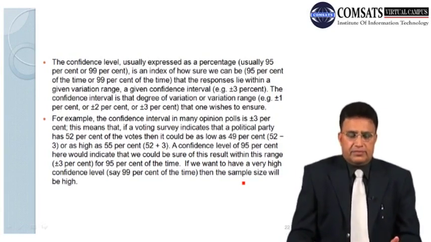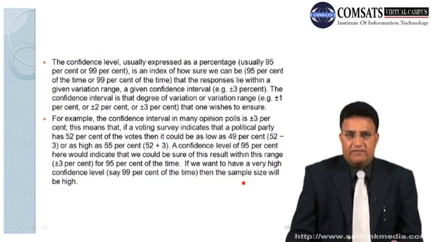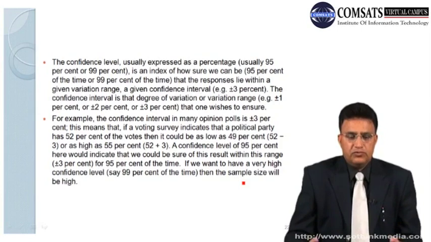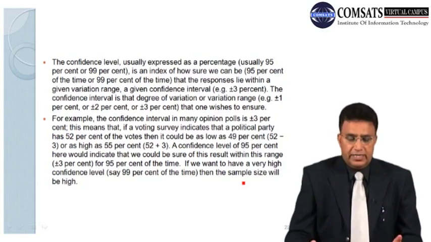I'll explain it with an example. The confidence interval in many opinion polls is 3%. What does this mean? This means that if a voting survey indicates that a political party has 52% of the votes, then it could be as low as 49%, means 52 minus 3, or as high as 55%, means 52 plus 3. So a confidence level of 95% here would indicate that we could be sure of this result within this range of 3% up or down for 95% of the time.